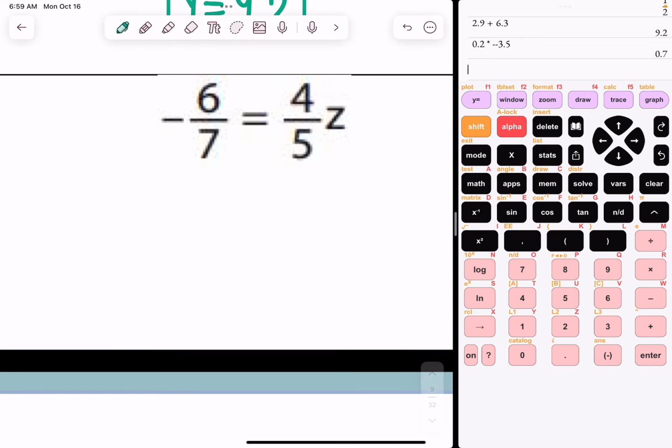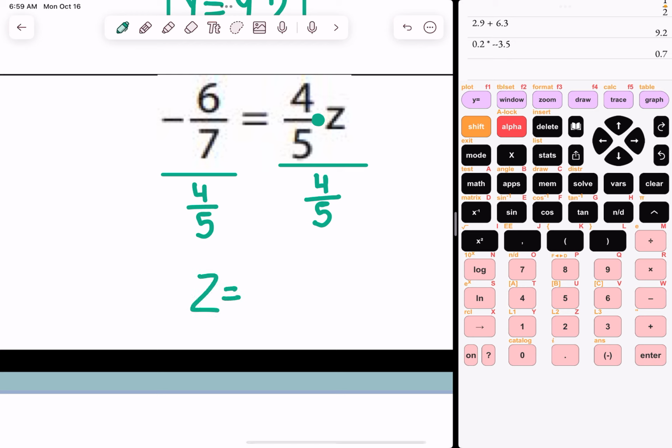Alrighty, and let's look at this next one. I need to get rid of 4 over 5 that's being multiplied by z, so I could divide by 4 over 5. And I get z equals, this one I have to do in my calculator, negative 6 over 7 divided by 4 over 5. I get negative 15 over 14. Good job.